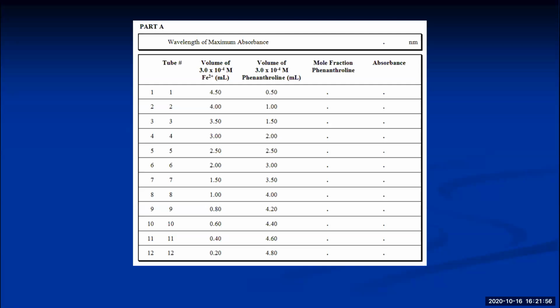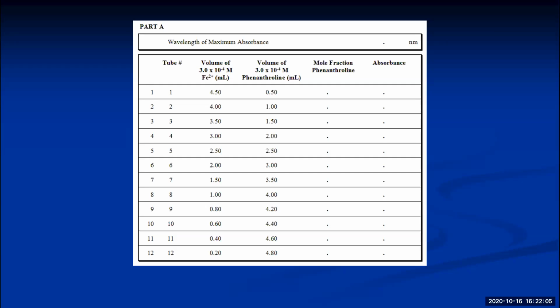This is the pre-lab for experiment 23, where we're going to be determining the formula of a complex ion formed between iron 2 ions and the ligand phenanthroline. In this particular experiment, we're going to make a series of solutions with varying amounts of iron 2 ions and the ligand phenanthroline. And the first thing you're going to have to calculate is what the mole fraction is of phenanthroline in each of these different solutions, of which there are 12.